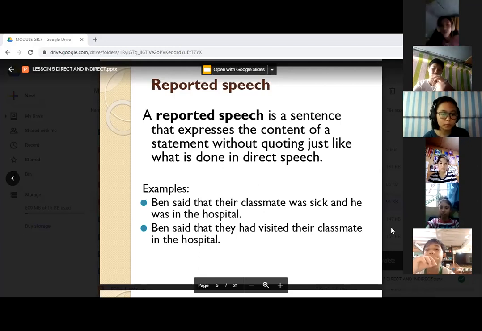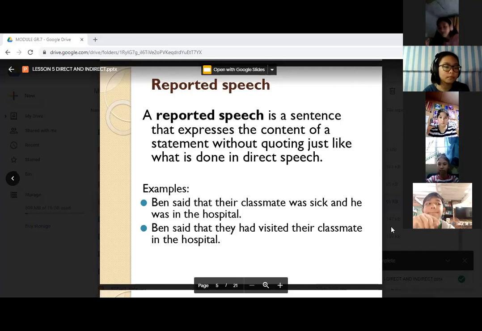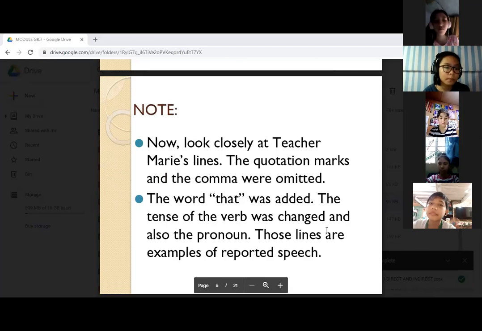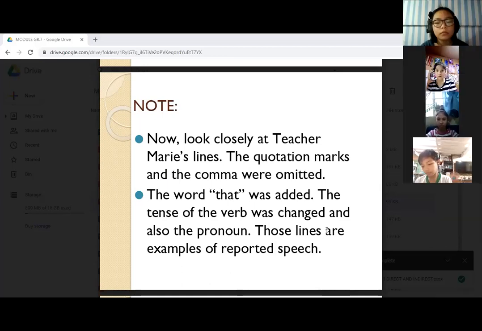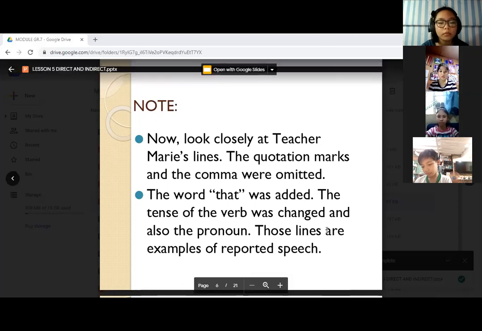That is reported speech. Now, let me tell you about this. According to the note, look closely at teacher Marie's lines. The quotation mark and the comma were omitted. The word that was added, and the tense of the verb was changed, and also the pronoun. So those lines are examples of reported speech.